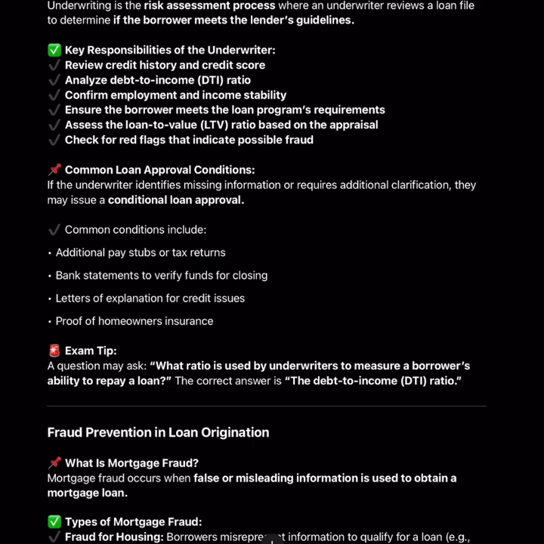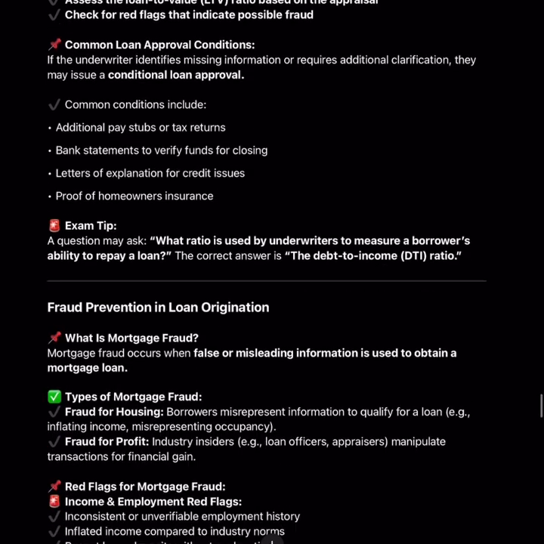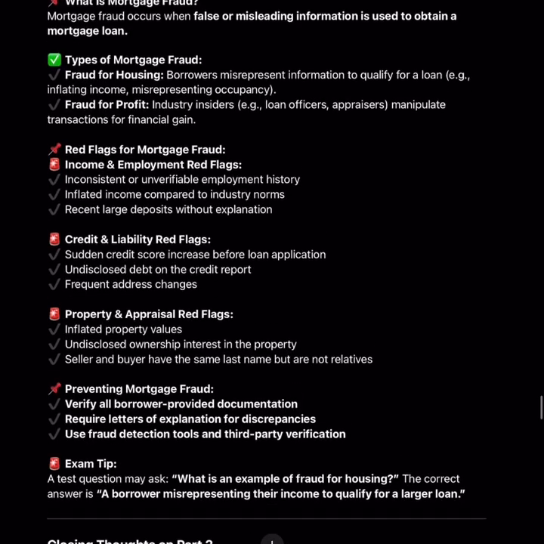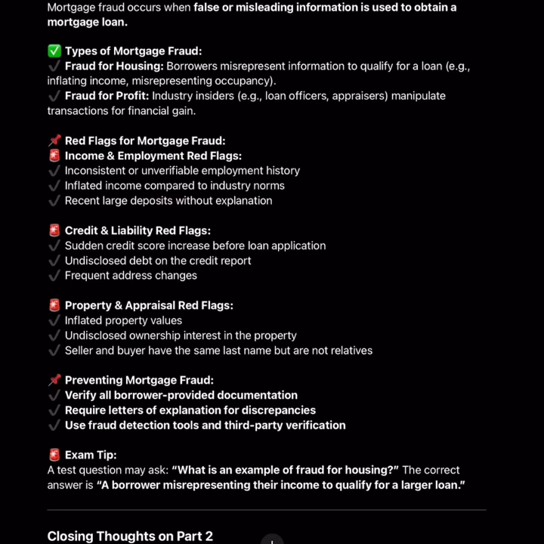Fraud prevention in loan origination. What is mortgage fraud? Mortgage fraud occurs when false or misleading information is used to obtain a mortgage loan. Types of mortgage fraud. Fraud for housing: borrowers misrepresent information to qualify for a loan, for example inflating income, misrepresenting occupancy. Fraud for profit: industry insiders, for example loan officers and appraisers, manipulate transactions for financial gain.